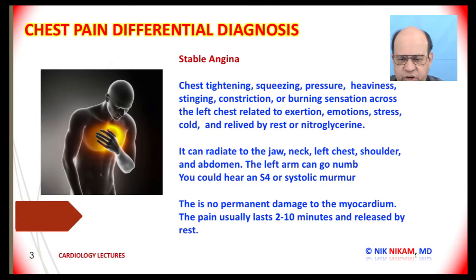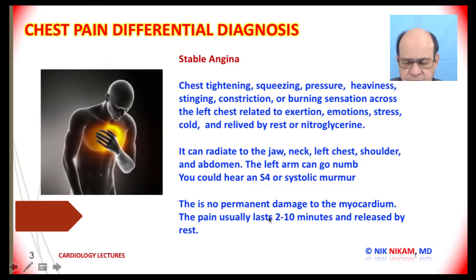or like a constriction or a burning sensation across the left chest, which is related to exertion, emotional stress, cold, and is usually relieved with rest or nitroglycerin. Sometimes this pain can radiate to the jaw, to the neck, left shoulder, and sometimes to the left arm and abdomen. Sometimes the left arm can go numb, especially the left fifth and the fourth fingers.